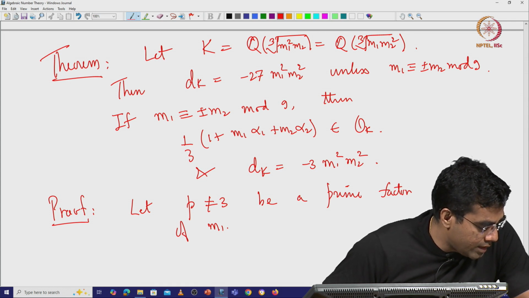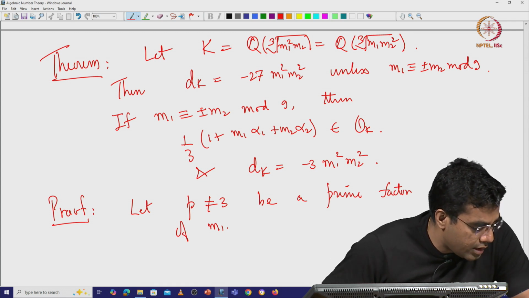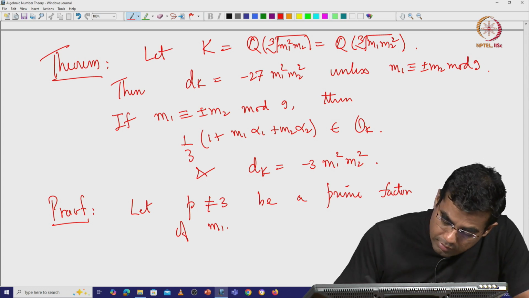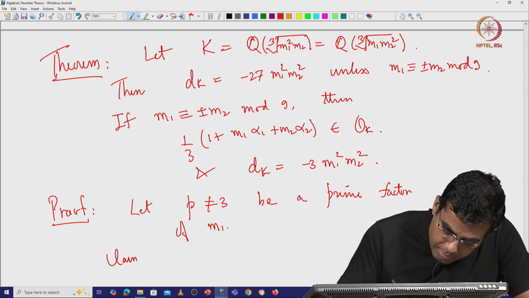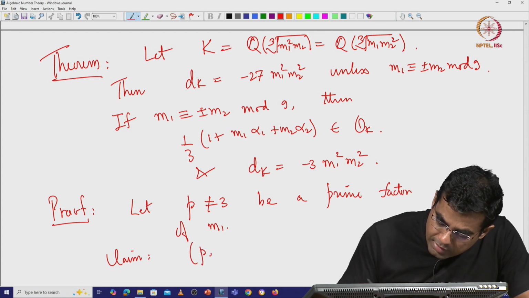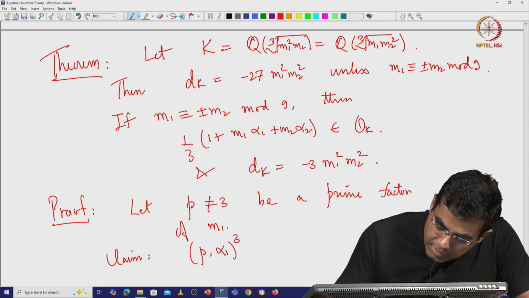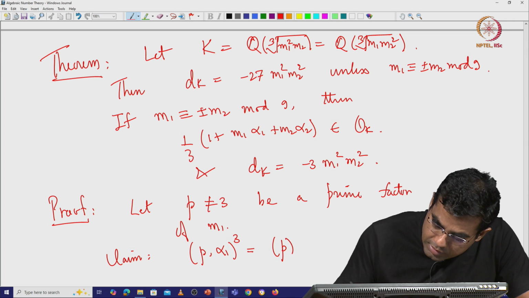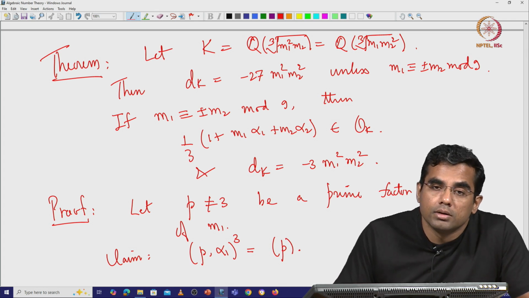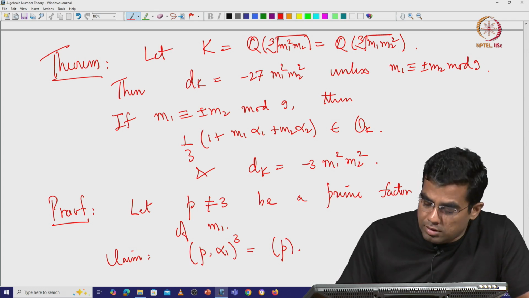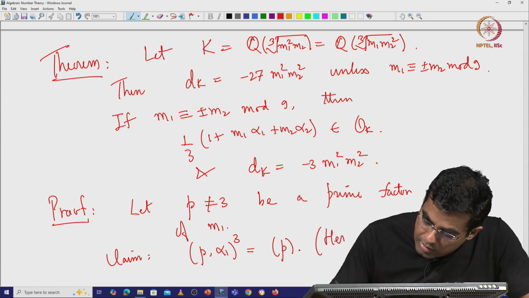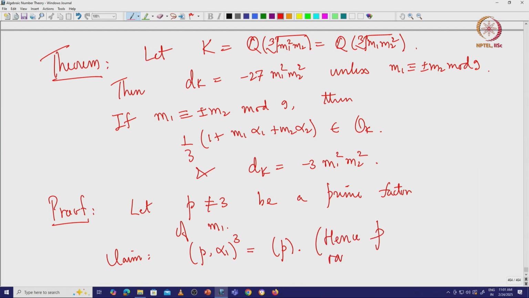In any case, let us say there is a prime factor p dividing m1, then here is a claim. If you take the ideal generated by p and alpha 1 and take its cube, this is the same as the ideal generated by p. So, p ramifies in K. Once we prove this claim, we will get that p ramifies in K.